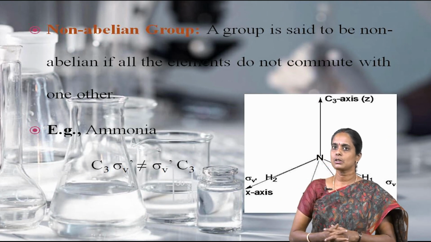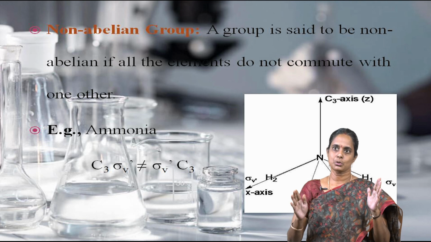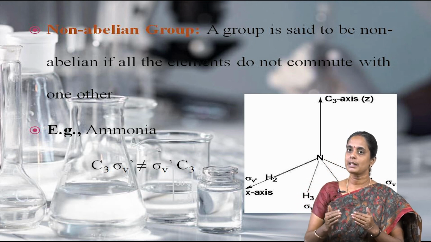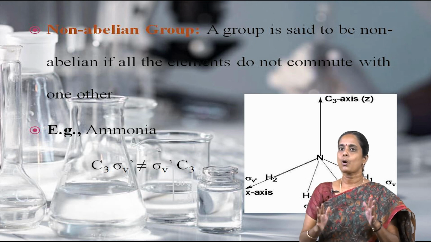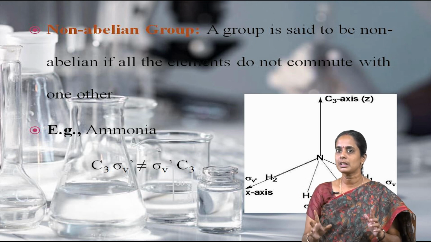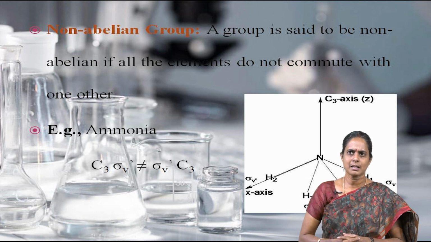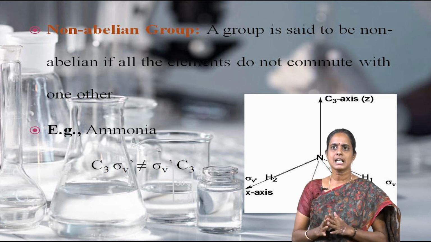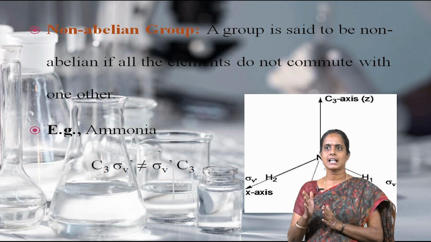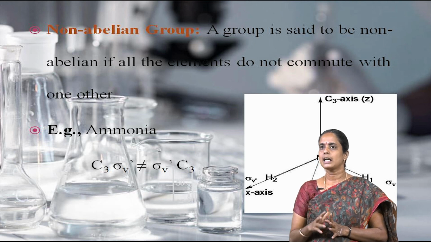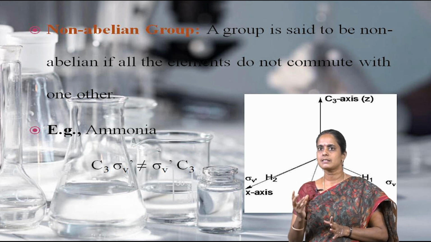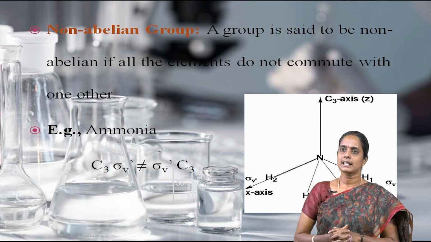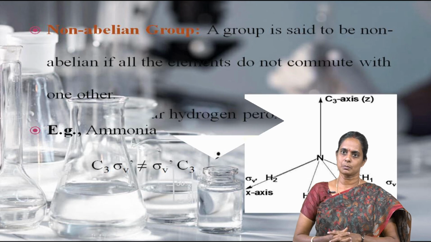A non-abelian group means the elements do not commute. A group is said to be non-abelian if all the elements do not commute with one another. For example, ammonia. In ammonia, C3 sigma V dash is not equal to sigma V dash into C3, because the orientation of the hydrogen atoms is different. So it does not come under an abelian group. So that is an example for a non-abelian group.